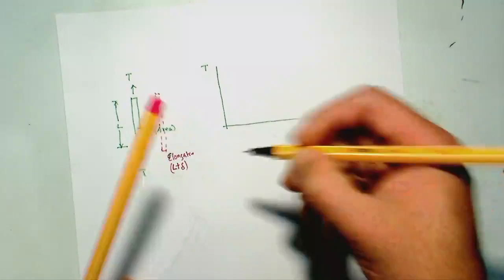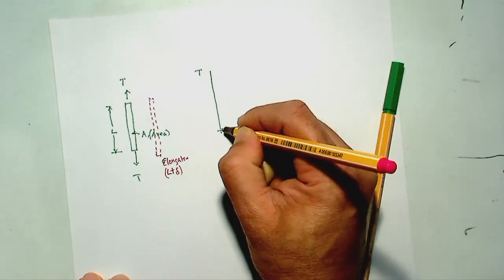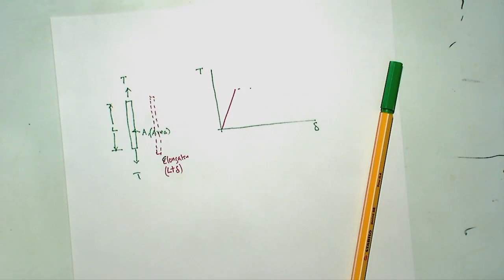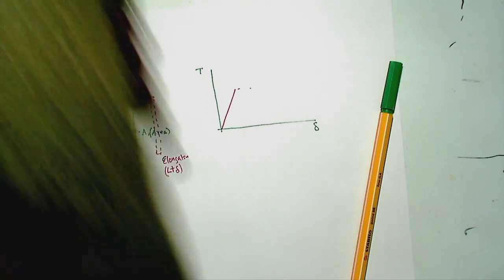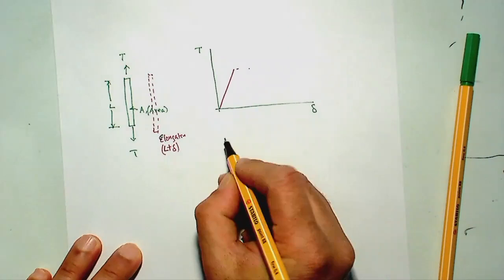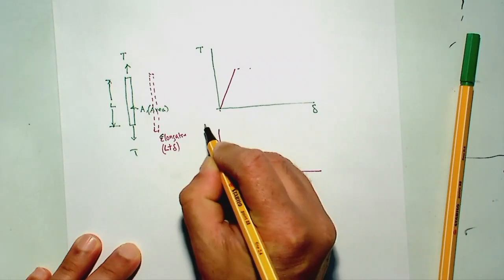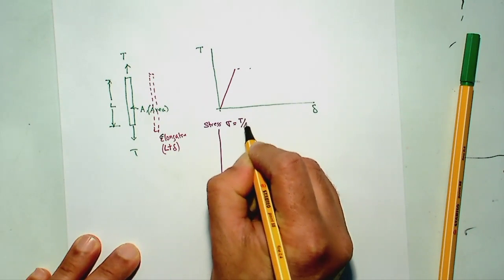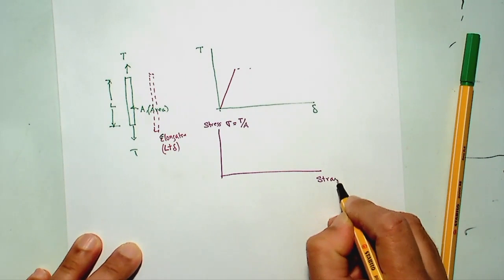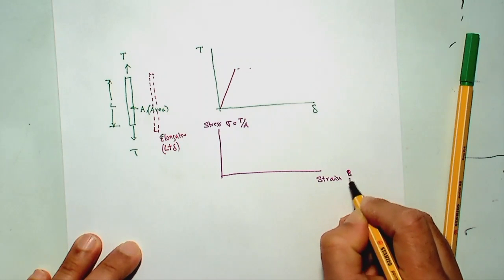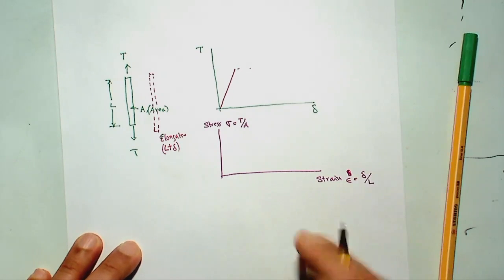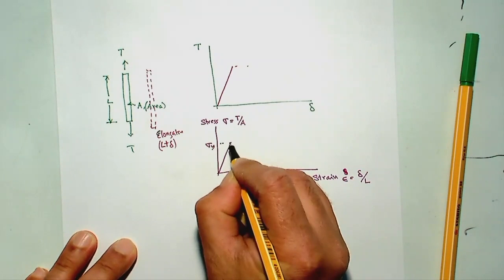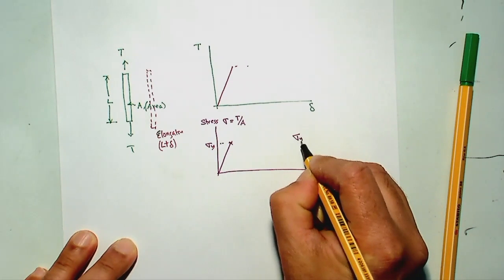So if you plot that, you will get a behavior something like this up to the yield, and then the yield plateau and the other behavior. Now if you convert that into stress and strain, the stress is given by sigma, which will be T over A, and the strain is epsilon, which is given by delta over L, the original length. Then you'll get this sort of behavior, and this is called yield strength. That means at this point the material yields.